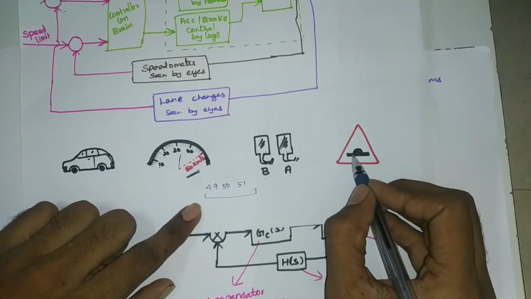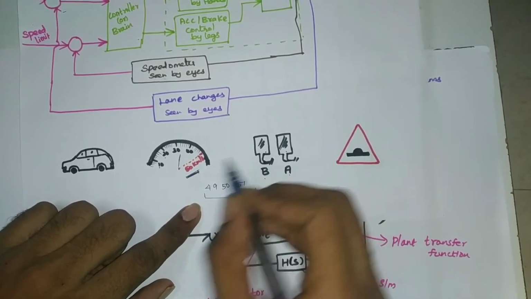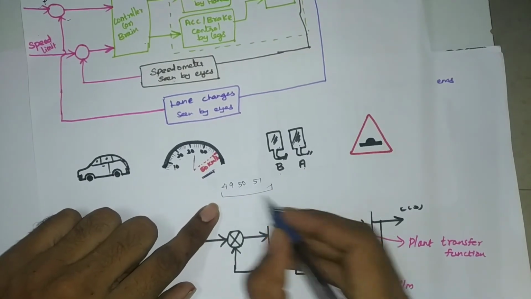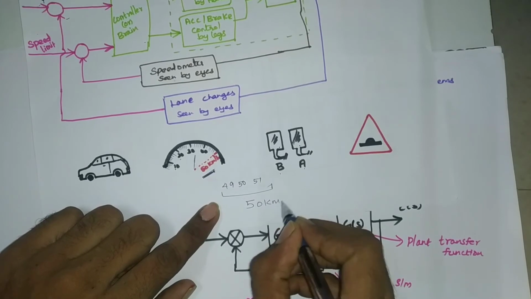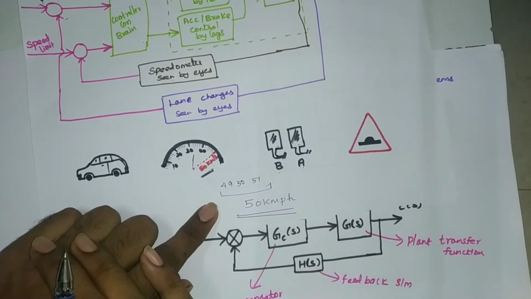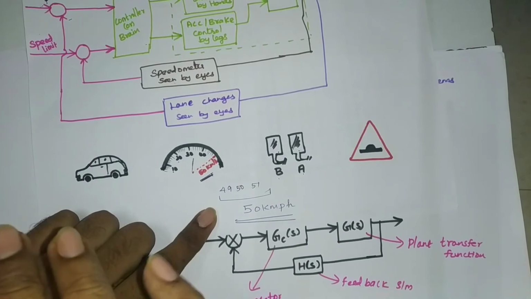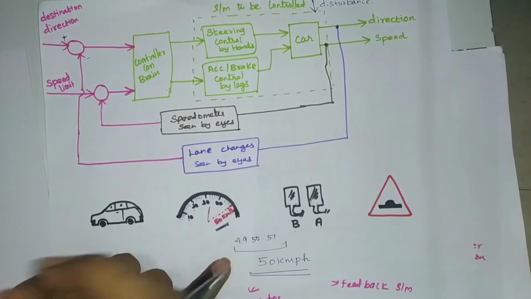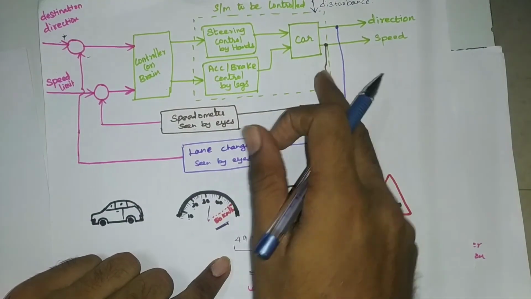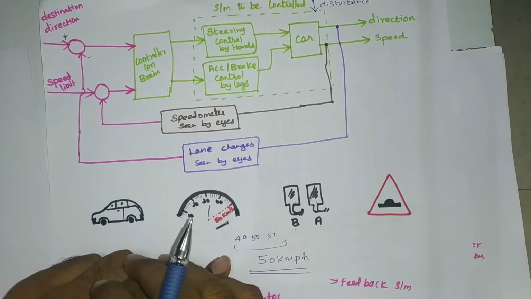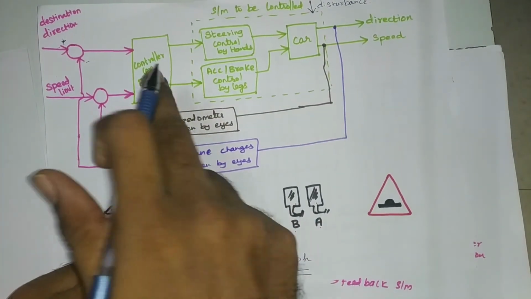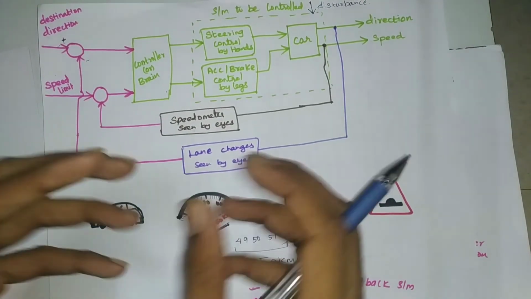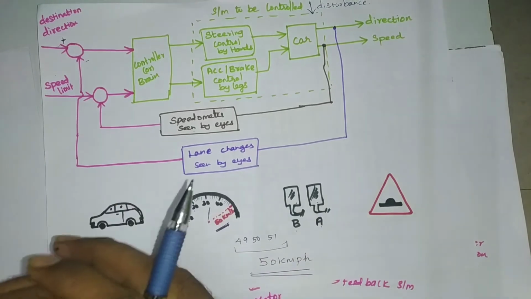After crossing the speed breaker, we will release the brake. Again we will give the accelerator. So the thing is, you need to maintain the 50 km per hour speed limit. For that, the brain or the controller or the compensator is giving continuous commands to the actuators as well as the plant. So we can say that controllers or compensators are the devices used to control the plant to achieve the required output or desired output.